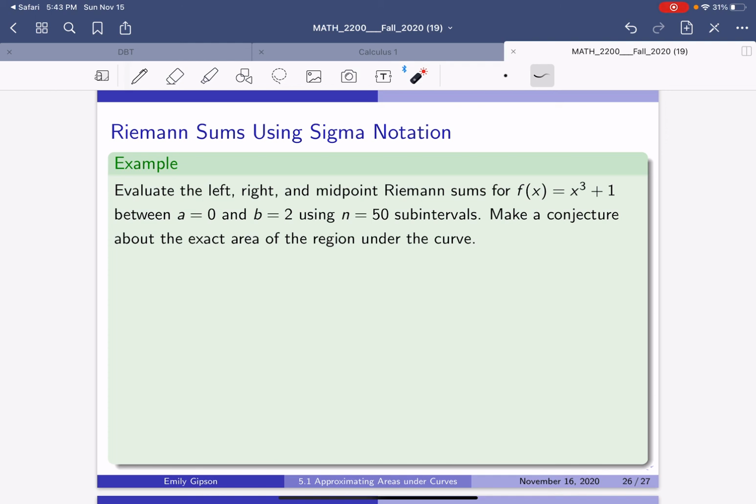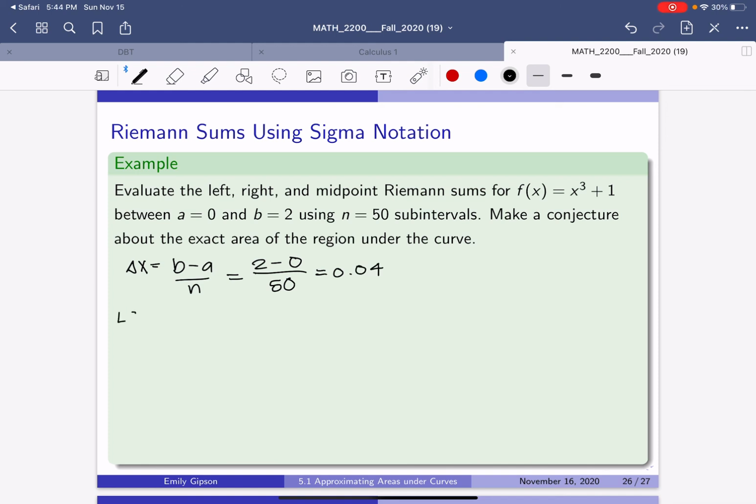So here I want to evaluate the left, right, and midpoint Riemann sums for f of x equals x cubed plus 1 between a equals 0 and b equals 2 using n equals 50 subintervals. And then I want to make a conjecture about the exact area of the region under the curve. So the first thing I'm going to do is calculate delta x. Delta x equals b minus a over n equals 2 minus 0 over 50 equals 0.04.